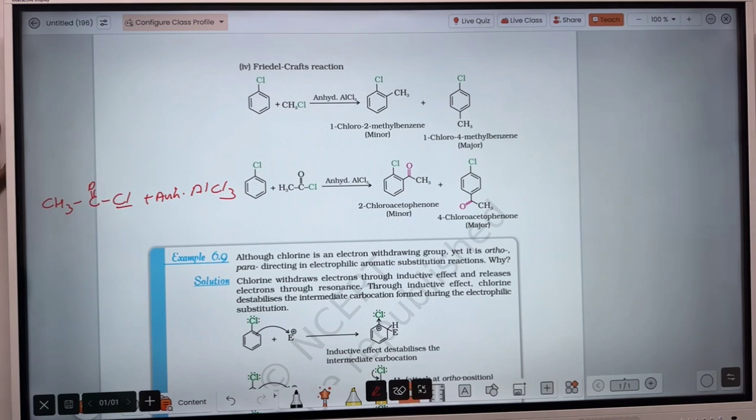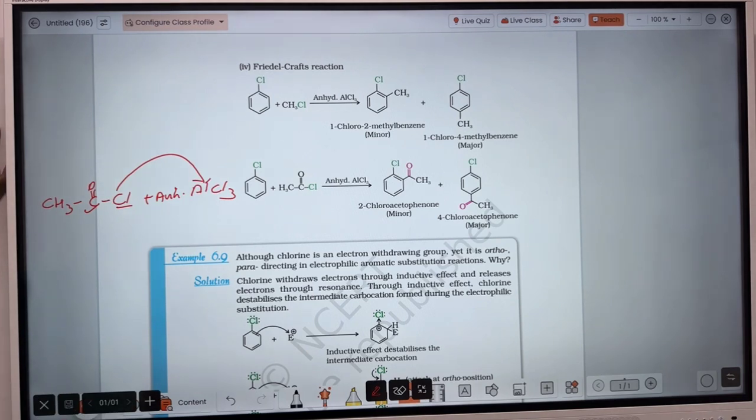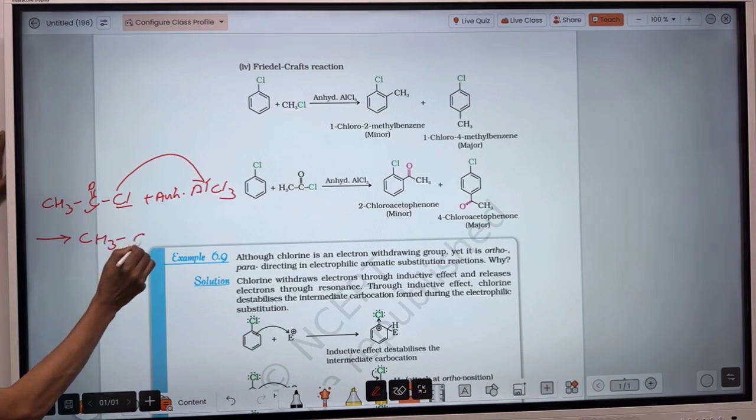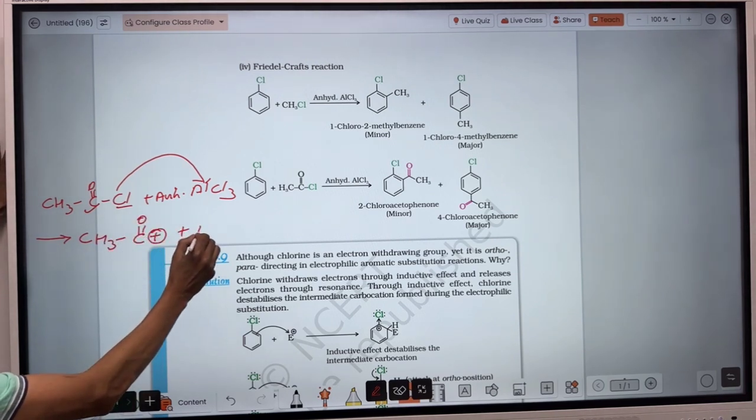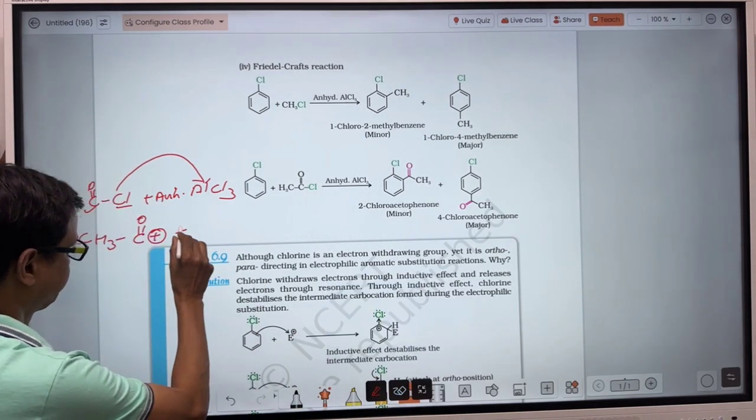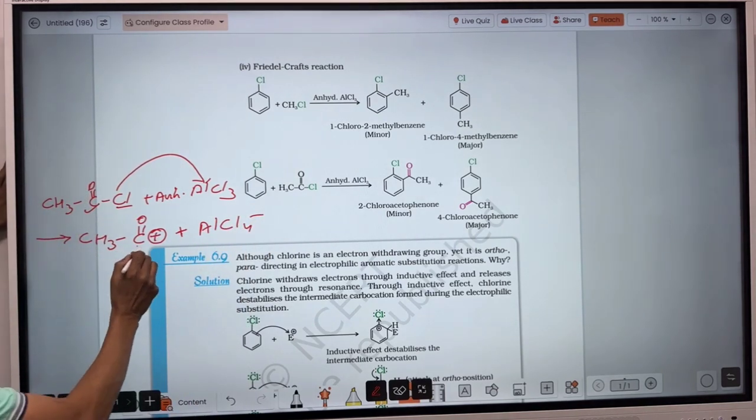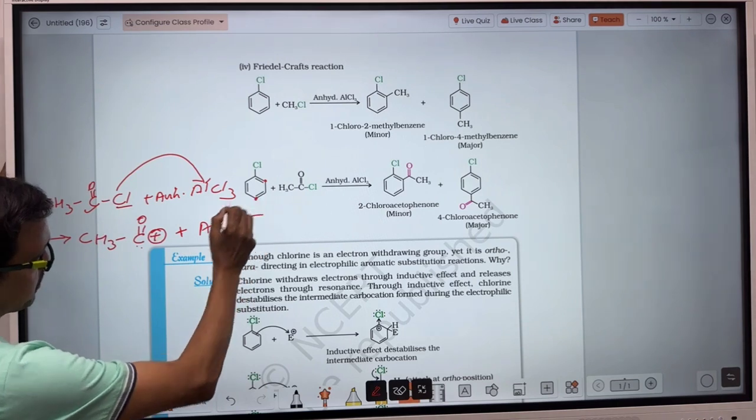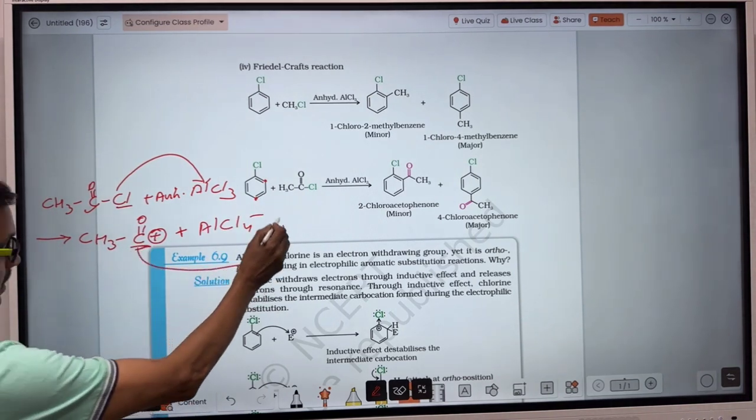The same chlorine will take the electron of its own as well as of this acyl carbon atom. So this Cl minus will combine with AlCl3 and become AlCl4 minus. So there will be the electrophile CH3 C double bond O plus. This will be the electrophile, and AlCl4 minus will be the other product. Now this electrophile will combine with the ortho position or the para position and bond.